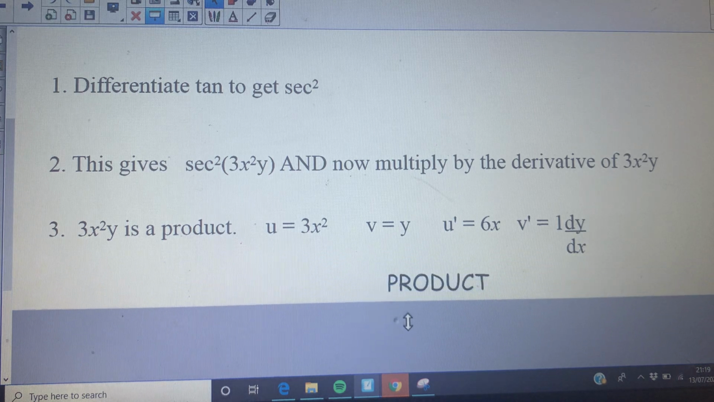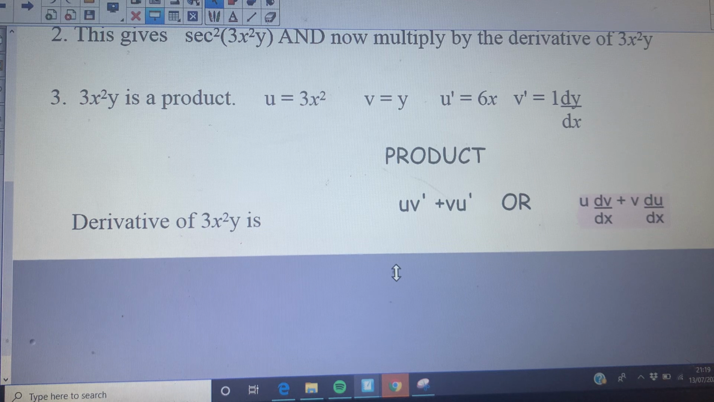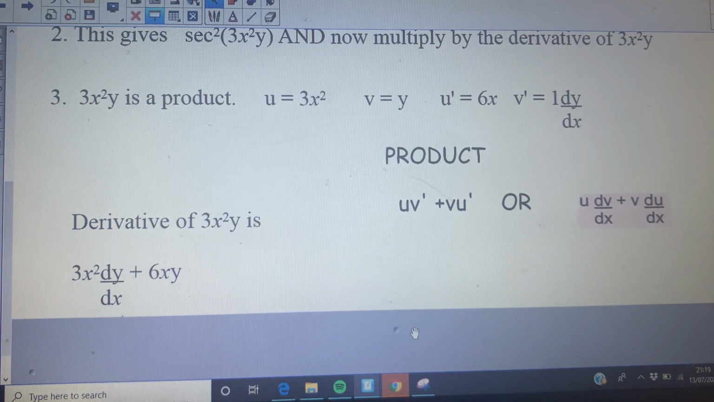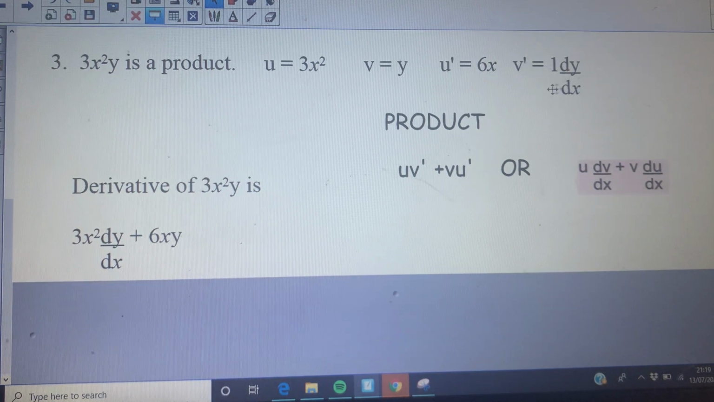And I now substitute that into my product rule. There's my product rule again. So if I substitute that into my product rule, I get u dv dx plus v, which is y, times du dx, which I've written as 6xy. So that's the derivative. Now I know from step 2, I have to multiply this by the derivative of that.